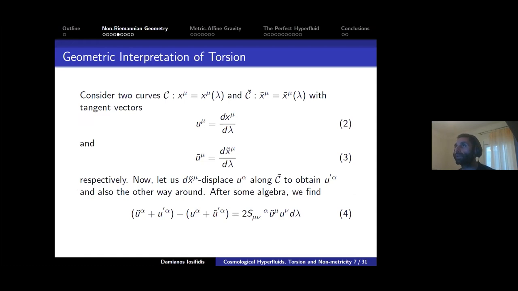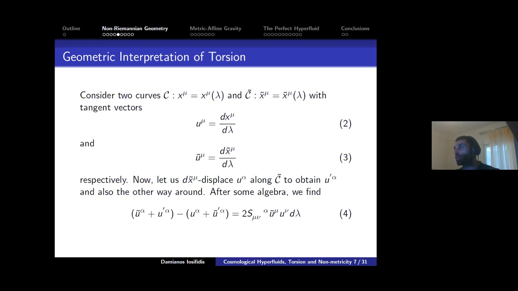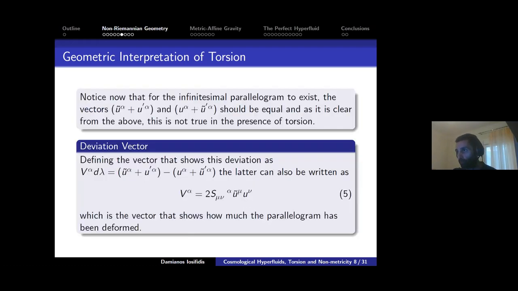So let us discuss briefly the geometric notion of torsion, what it really is. If we take two curves, let's say, C and C tilde, and we take the tangent vectors for each. Now we take this tangent vector and parallel transport it along C tilde, and we do the other way around for the tangent vector to C tilde, we parallel transport it along C. And if we do some calculations, we take the difference of the vectors that we end up with. If there was no torsion, like in a normal Euclidean space, it would be zero. So these two vectors will be the same. But now if we have torsion, we can see that the difference depends on this torsion tensor.